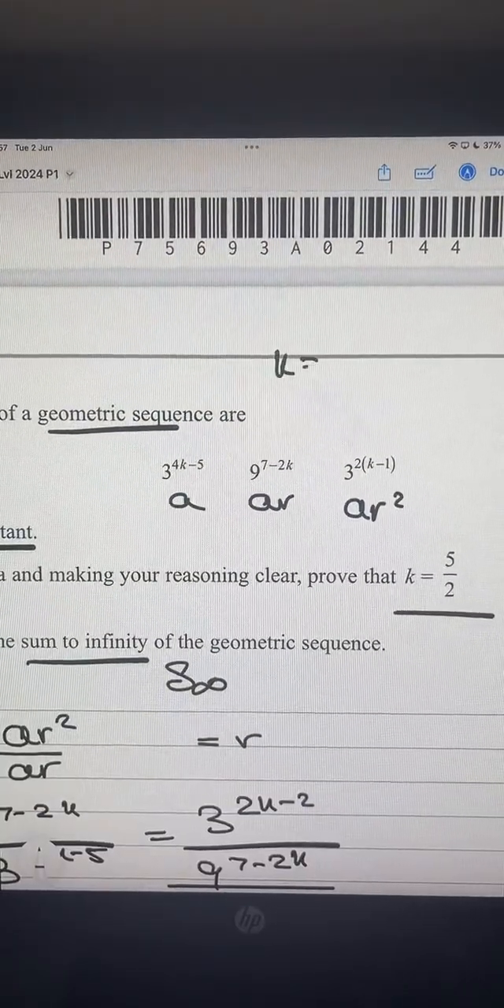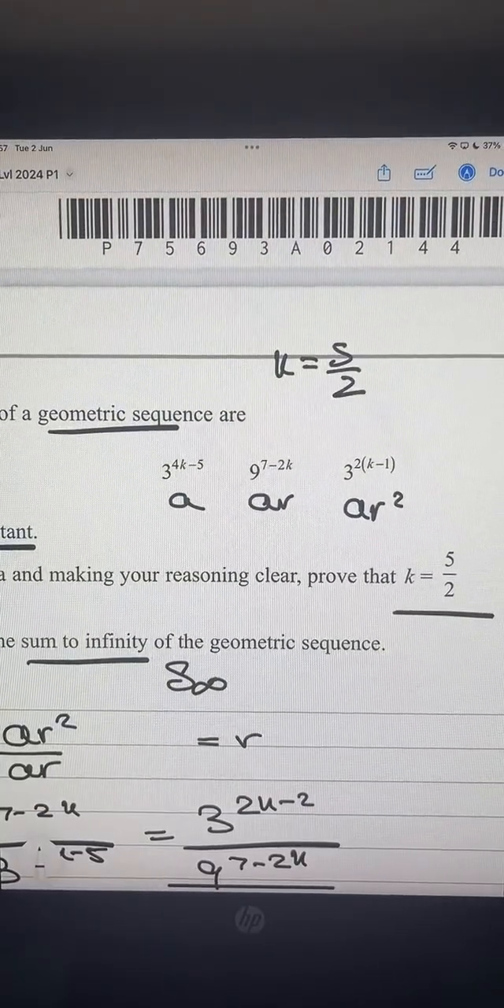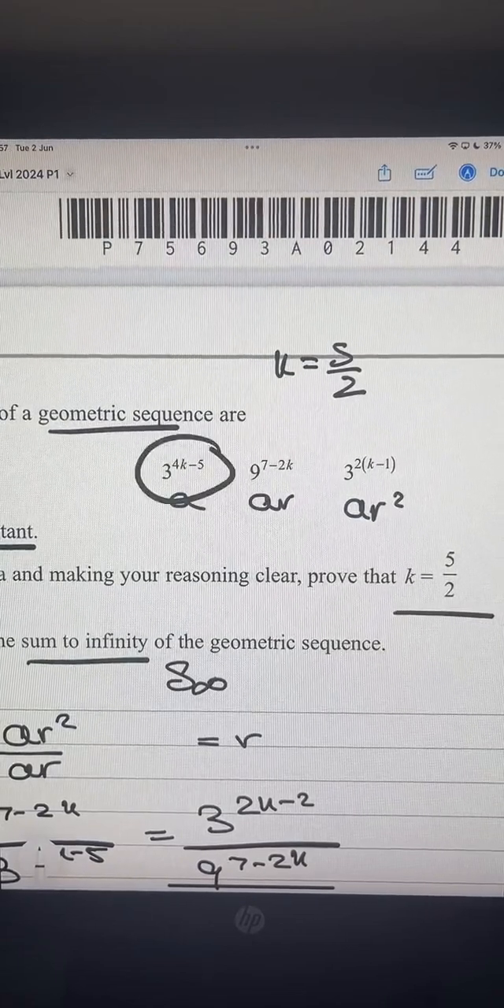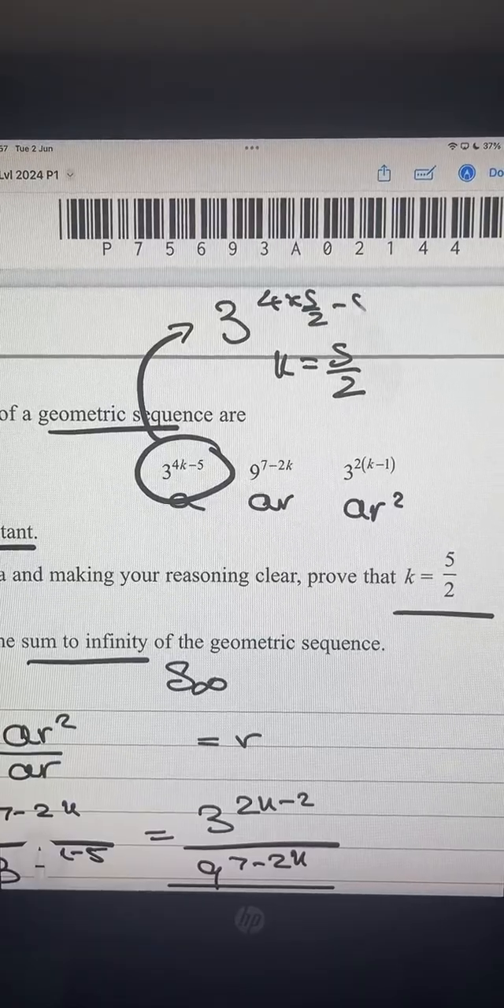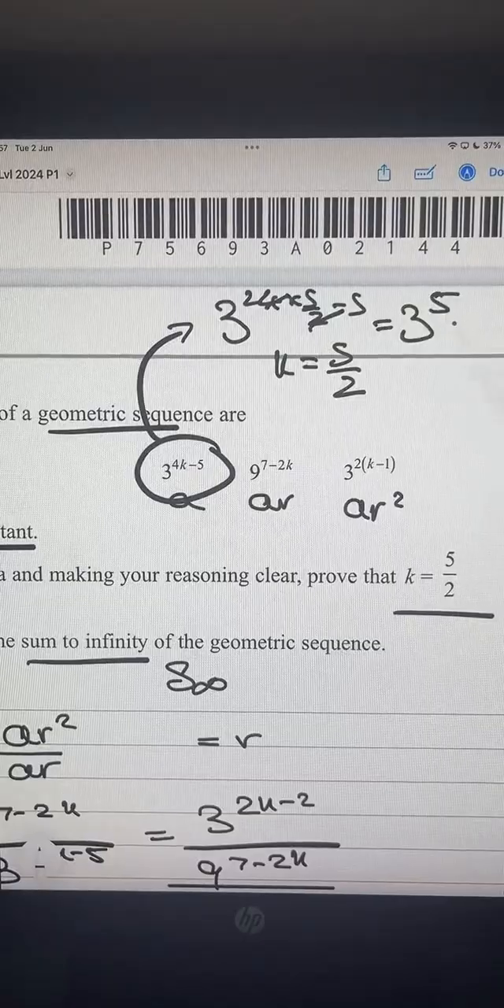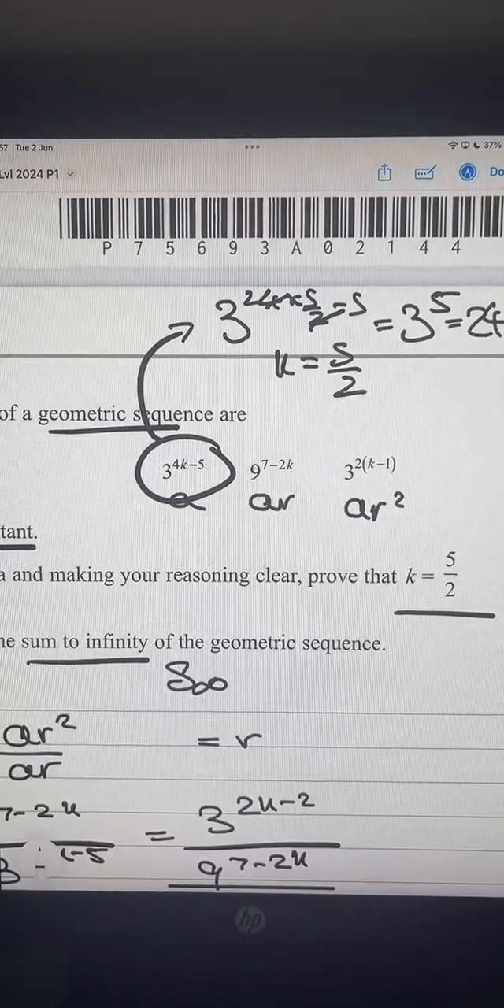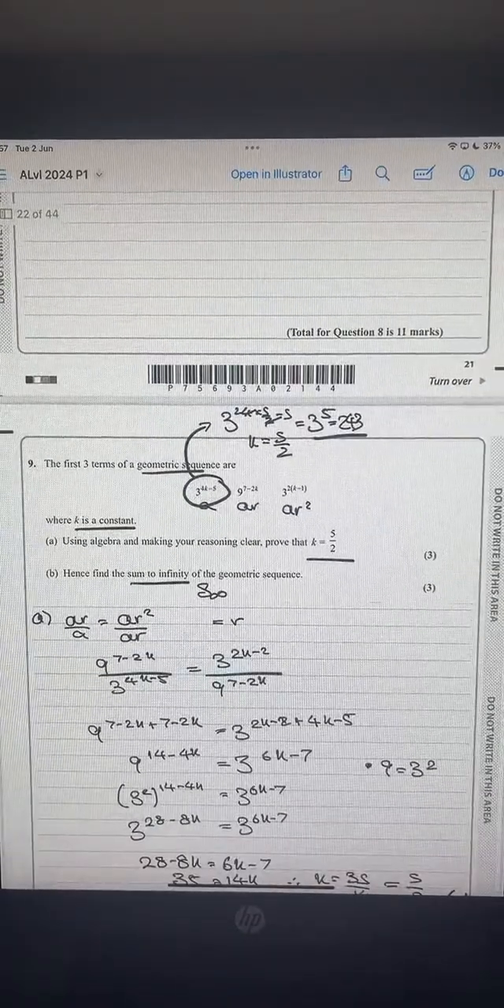But now we know that k is equal to, well, we knew initially that k was 5 over 2. So I literally just plugged it in. So over here, I did 4 times 5 over 2 minus 5. That's equal to 2 times 5, which is 10. That's equal to 3 to the power of 5. And 3 to the power of 5 is equal to 243. I just put k into my terms here and then evaluated what each term actually was.